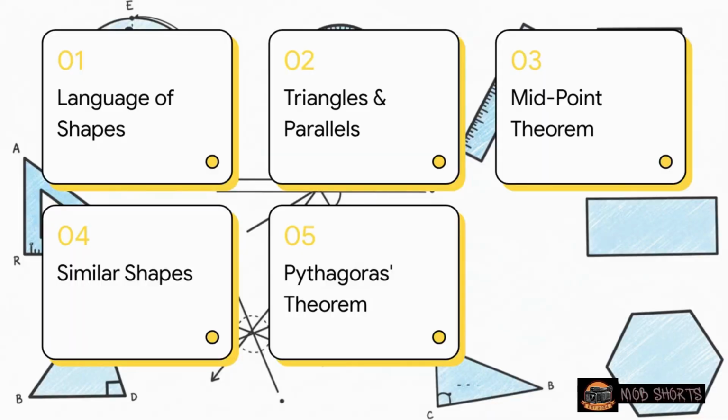So here's our game plan. We're going to start with the absolute basics, the language of shapes. Then we'll see what happens when triangles and parallel lines get together. After that, we'll look at a really cool shortcut called the midpoint theorem and figure out what it means for shapes to be similar. And we'll wrap it all up with probably the most famous theorem in all of math. Every step builds on the one before it, so let's jump in.